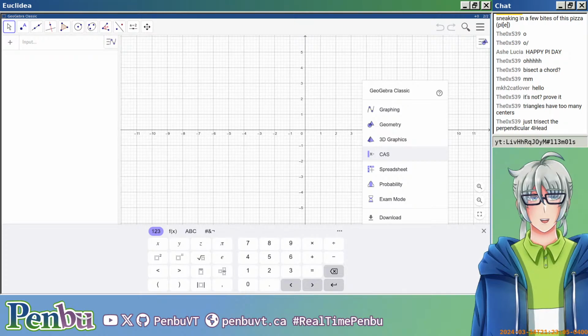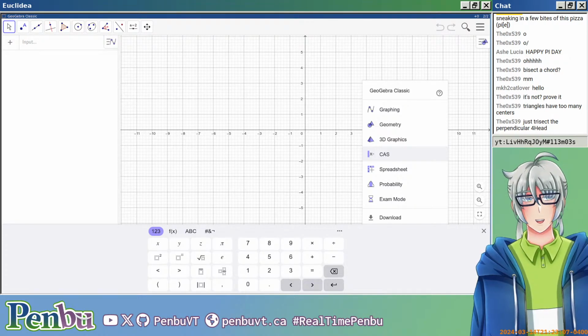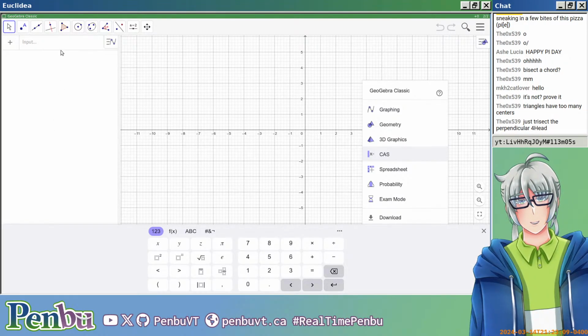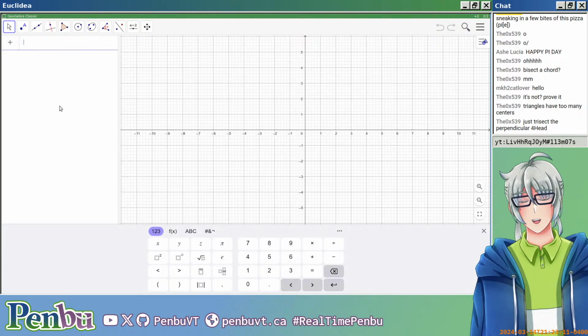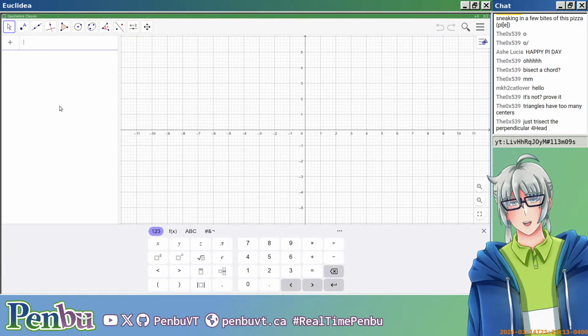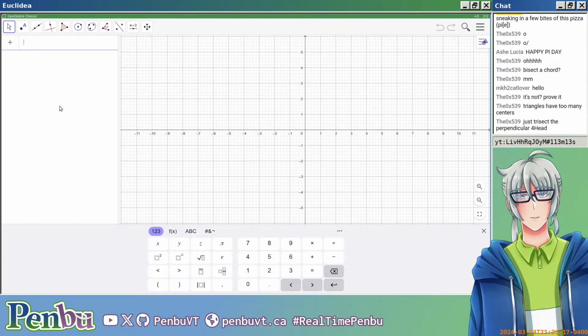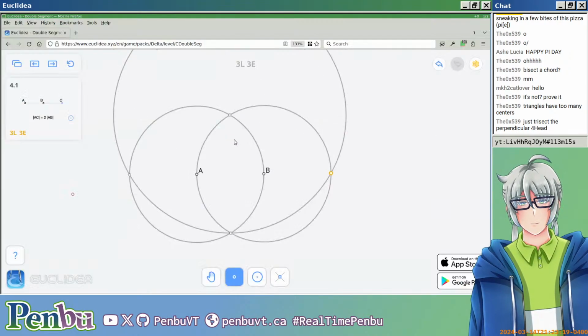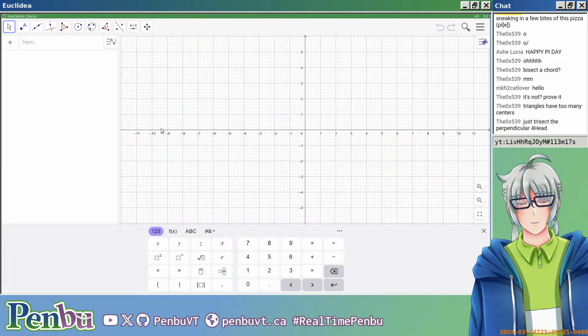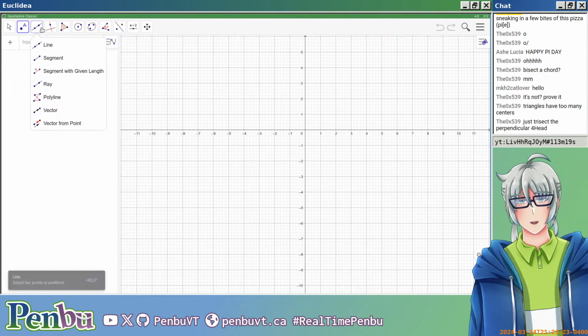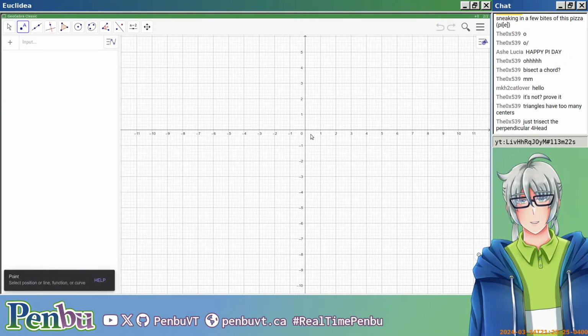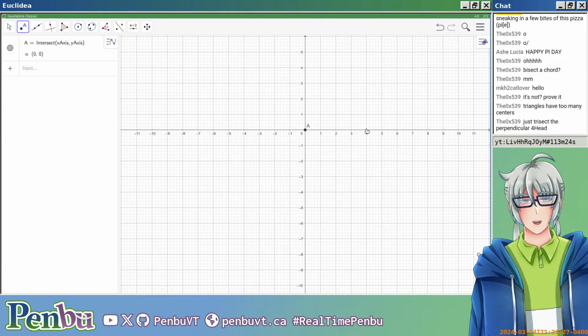This program is called GeoGebra. It is a... I don't know how to describe this. It's one of those graphing calculator kind of things. Okay, so we have a point A and B. We have points A and point B.